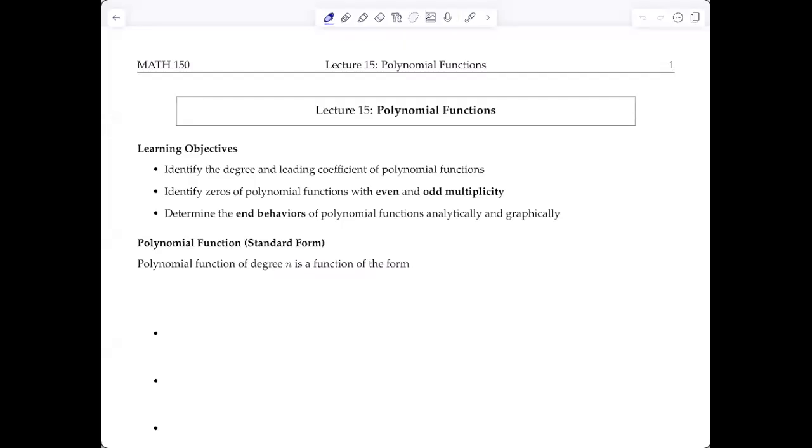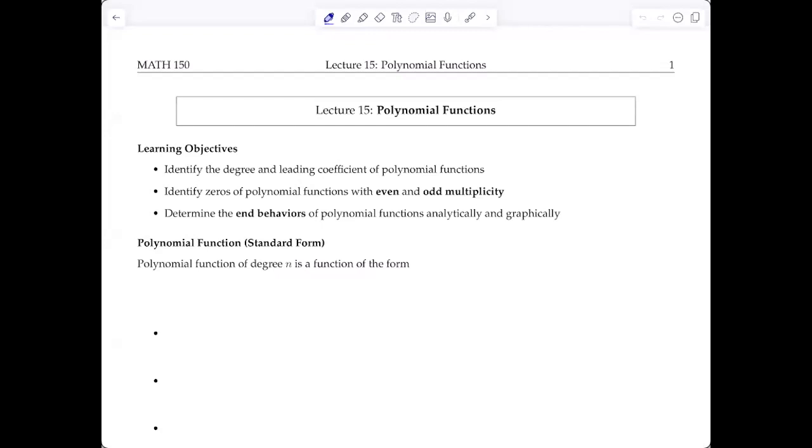All right, so let's get started on lecture 15. Gonna do some general functions here. More specifically, polynomial functions. At the beginning of the semester, we talked about polynomial expressions already, right? That means we just have the expressions that don't equal anything. But now if you take the polynomial expression and you pair it with an output, then you have a polynomial function. All right, so that is what we're going to focus on.